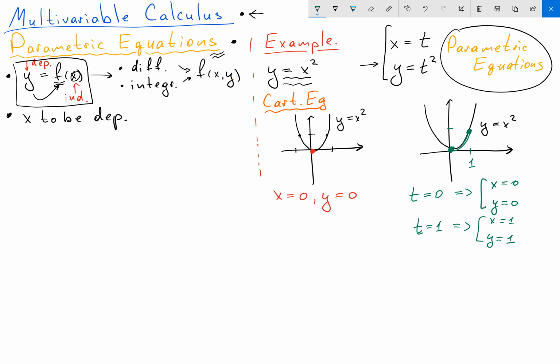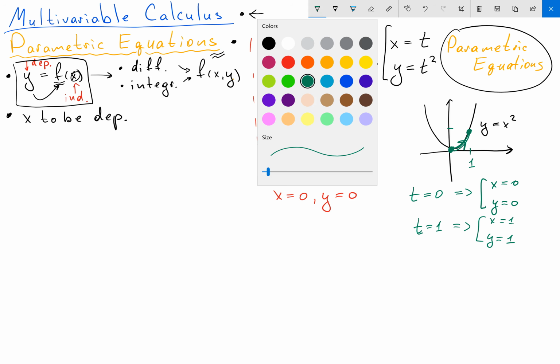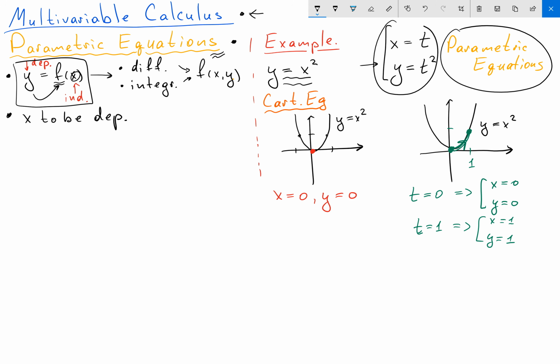I have the direction on my graph. So in other words, we can think about this equation as an equation that describes the path of some particle. Let's start at the origin, and t is going to be our time. So when t increases, we're going to see on our graph in which direction my particle is going to move.